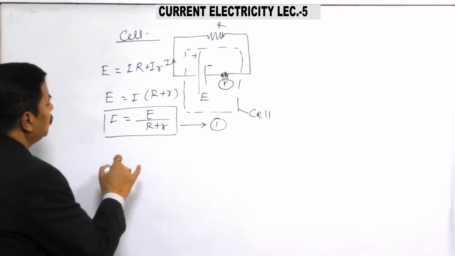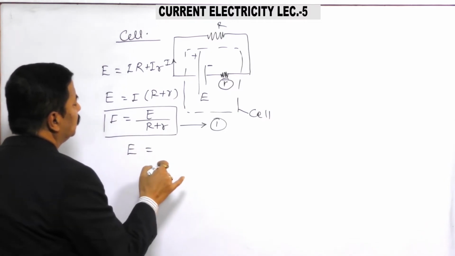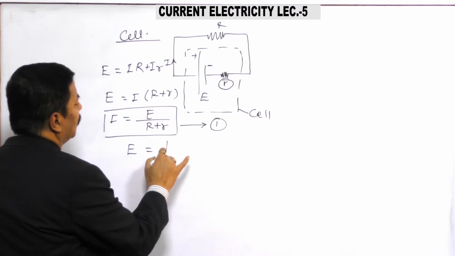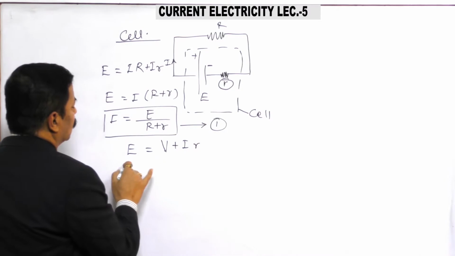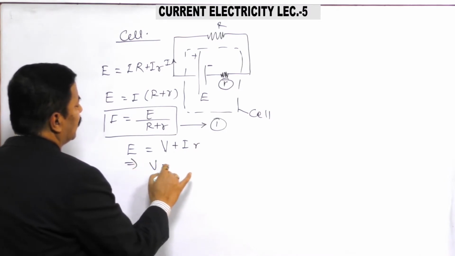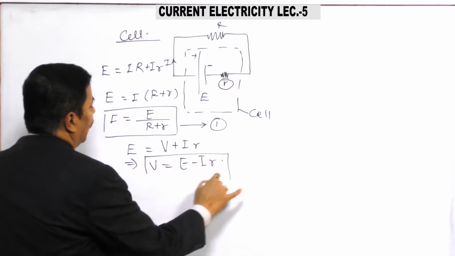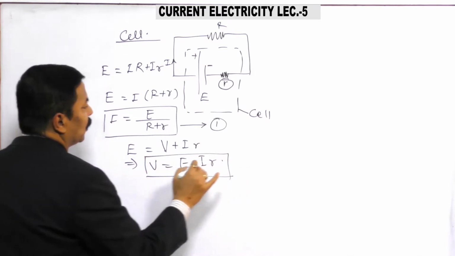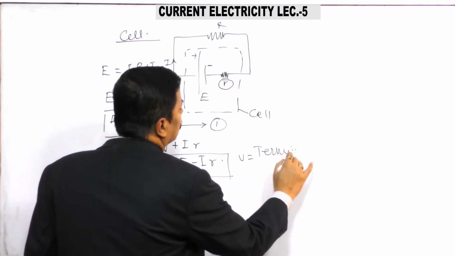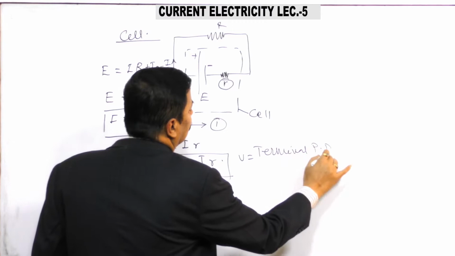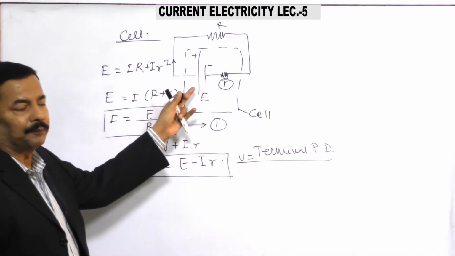Also, E is equal to V plus Ir. So V is equal to E minus Ir. Here V is the terminal potential difference when you are drawing current from the cell.